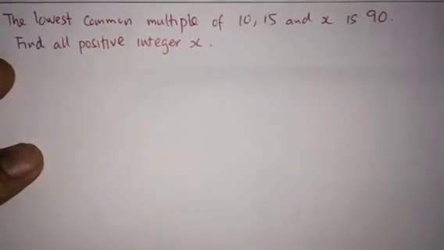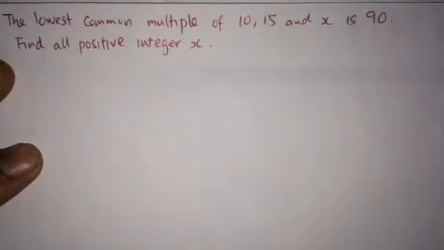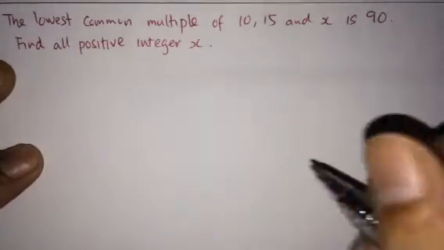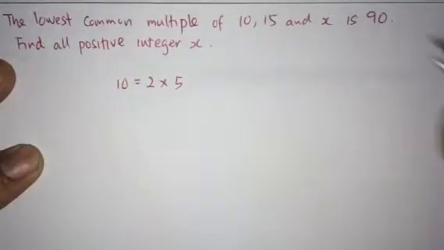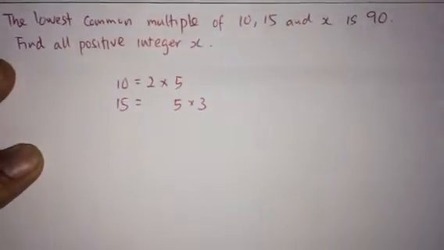Okay, this topic is about finding the lowest common multiple. It's about finding an unknown integer x given the lowest common multiple of three numbers. In order to do that, let's express all the given numbers in terms of prime factors. 10 will be equal to 2 times 5, and 15 is equal to 5 times 3. For x, we do not know the prime factors of x, so we leave it blank first.